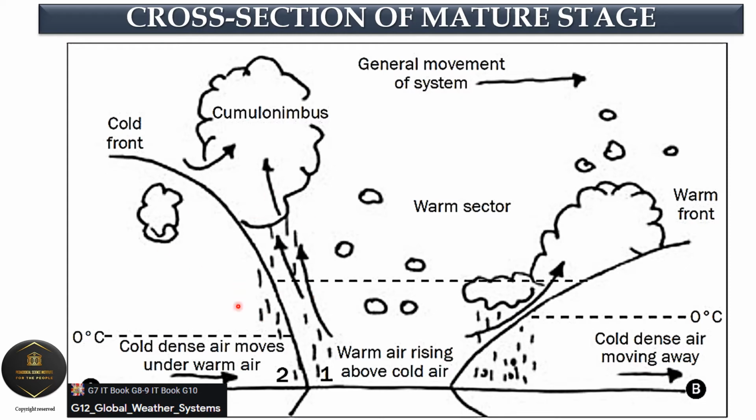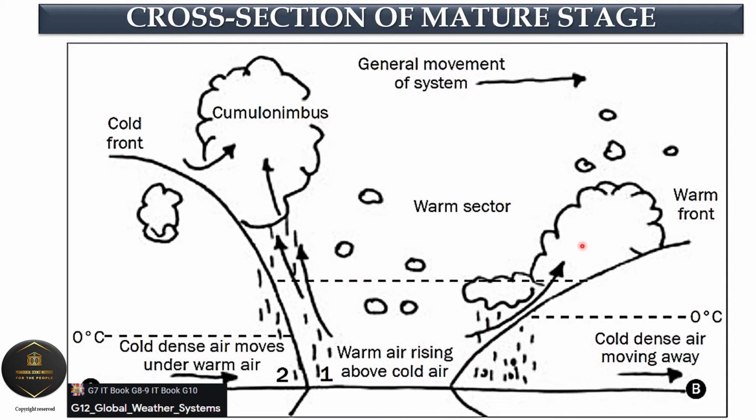Now, in front of the cold front, you'll have cumulonimbus clouds forming. So you always have to draw these clouds in your cross section. And behind that, you need to label that we have cold, dense air moving under the warm air. Since this cold, dense air moves under the warm air, it causes the warm air to rise rapidly above this cold air, and it will condense and form cumulonimbus clouds over there in front of the cold front.